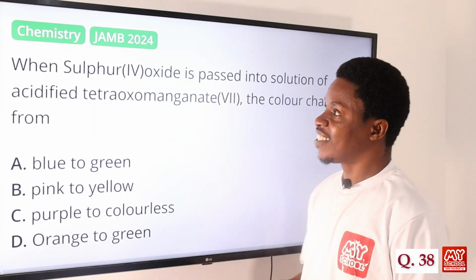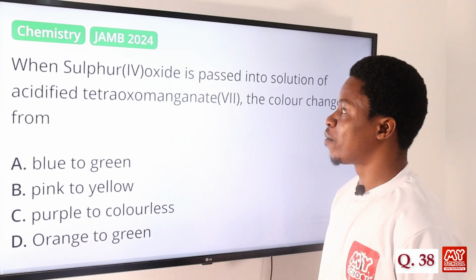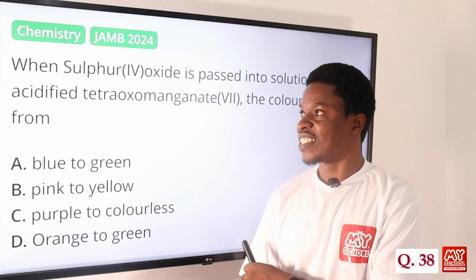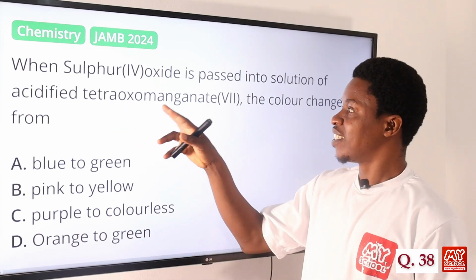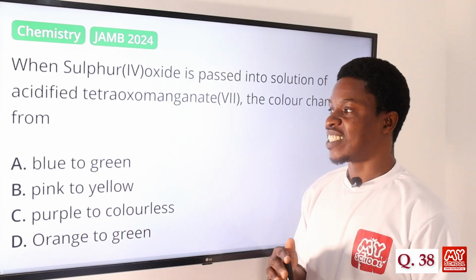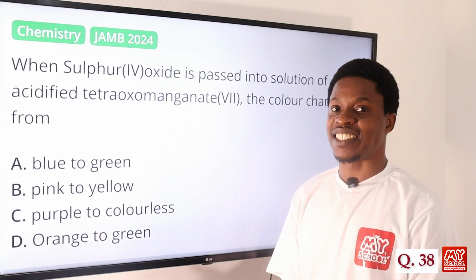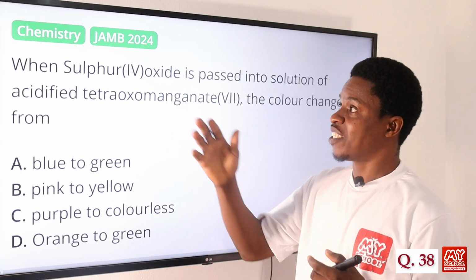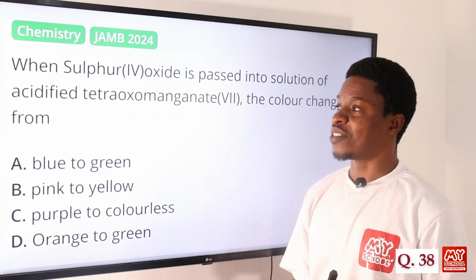Question number 38. When sulfur IV oxide is passed into a solution of acidified tetraoxomanganate VII, the color changes from what to what? Sulfur IV oxide passed through acidified tetraoxomanganate VII, that's what we call KMnO4. That reaction usually is a redox reaction. We have the KMnO4 acting as the oxidizing agent, while the SO2, which is sulfur IV oxide, will be the reducing agent.